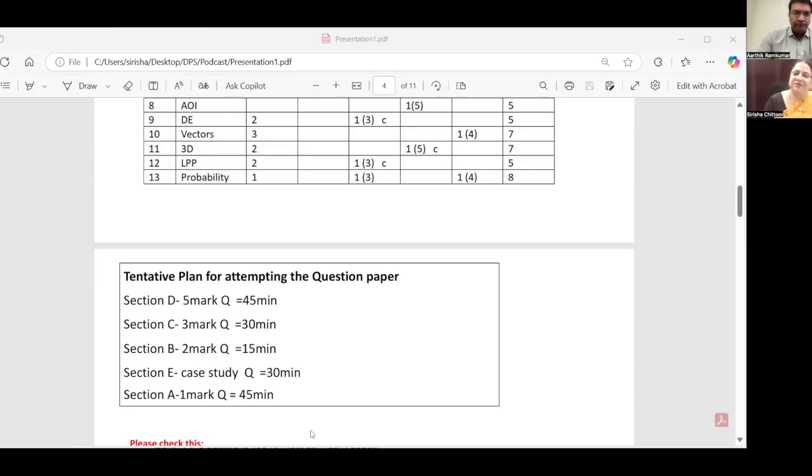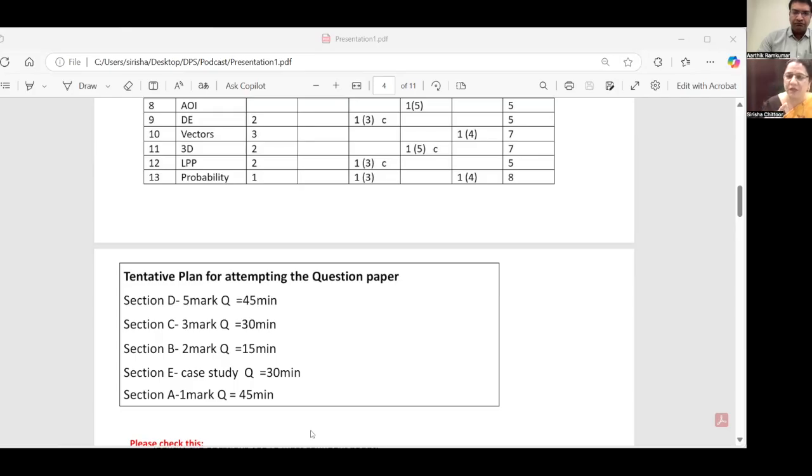And 2-mark, 15 minutes. Case study, that is section E, which is comprehension based. So they have to think, they have to crack that and then attempt it. So I give them 30 minutes. If they start with section A, it takes a lot of time. So they consume so much time, they will not have the track of time. So my section A will be the last because it's knowledge based.